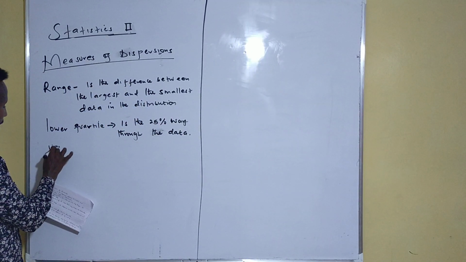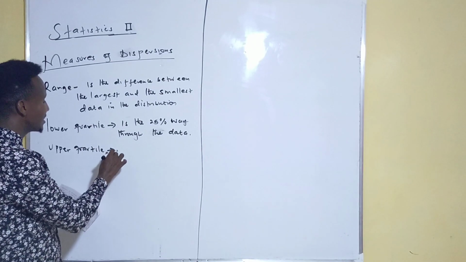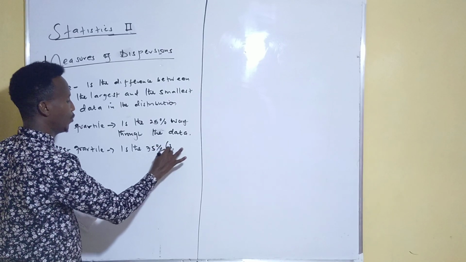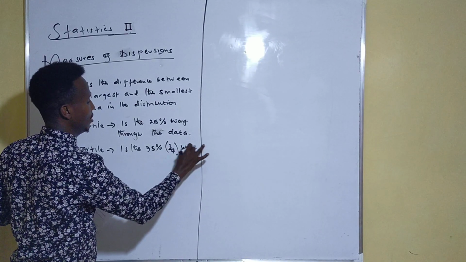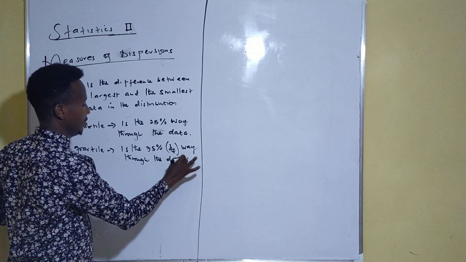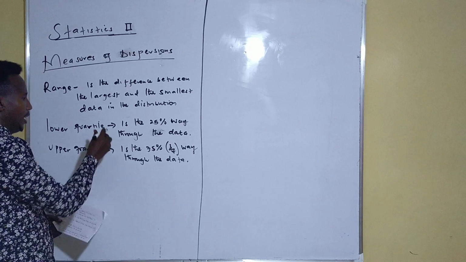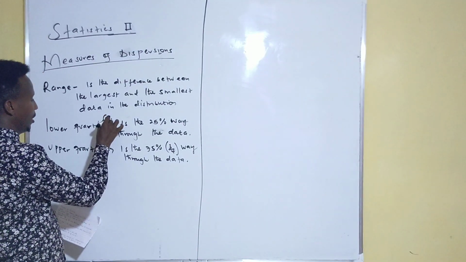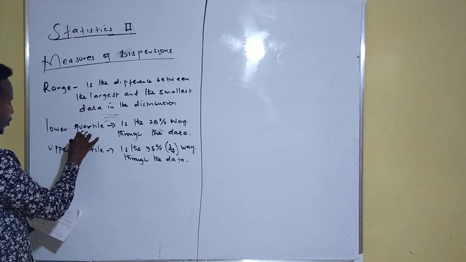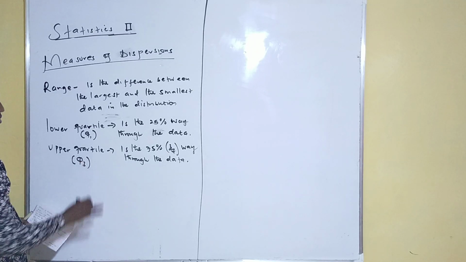Then we have what you normally call the upper quartile also. The upper quartile is the 75%, in fraction form three quarters way through the data. So for your information, the lower quartile we denote as Q1, and the upper quartile will be Q3. Don't forget that.